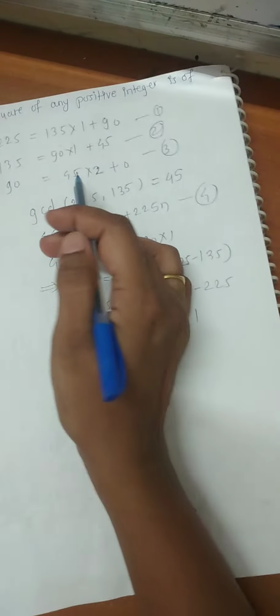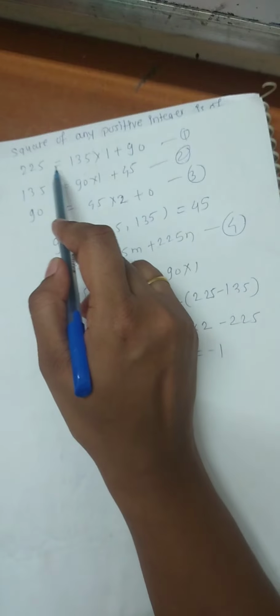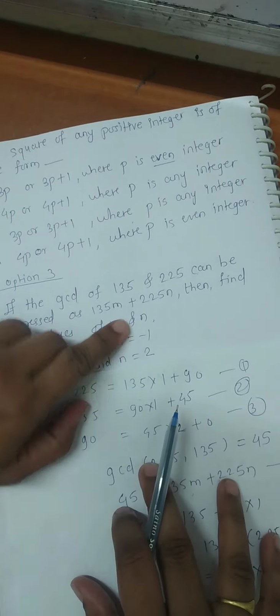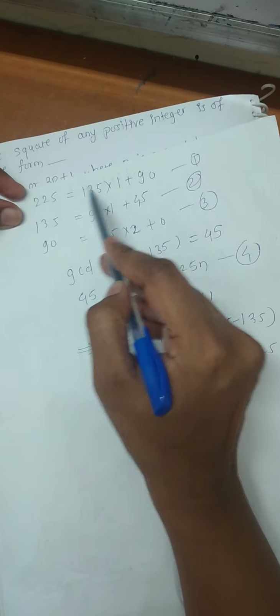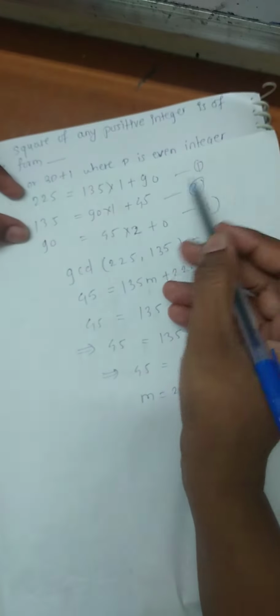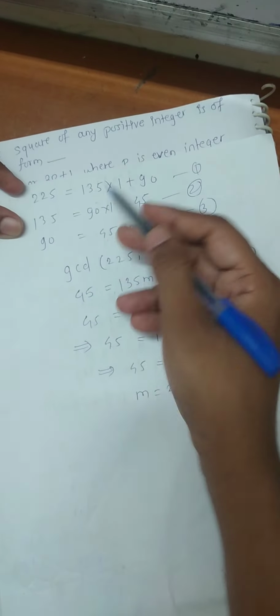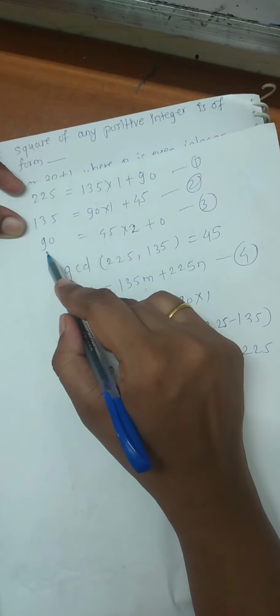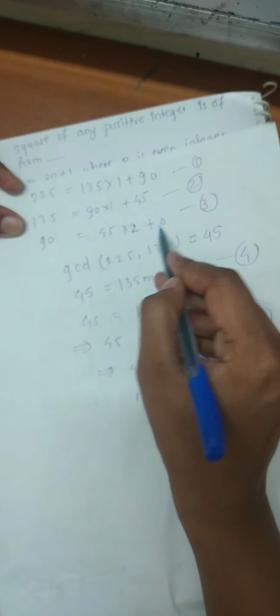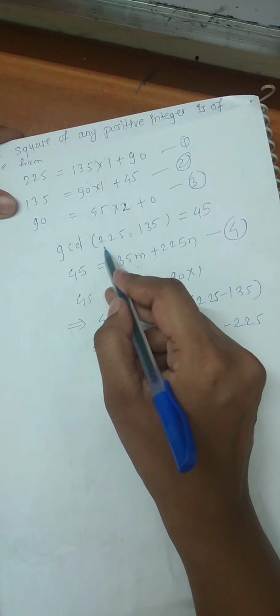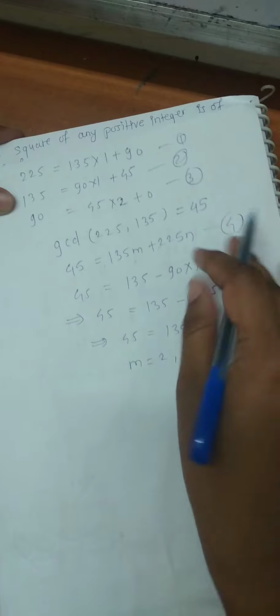See here, we can write 225 in terms of 135. Yes, so 225 is equal to 135 into 1 plus 90. Again we can write 135 in terms of 90. So 135 is equal to 90 into 1 plus 45. 90 is equal to 45 into 2 plus 0. So the GCD of 225 and 135 is 45.